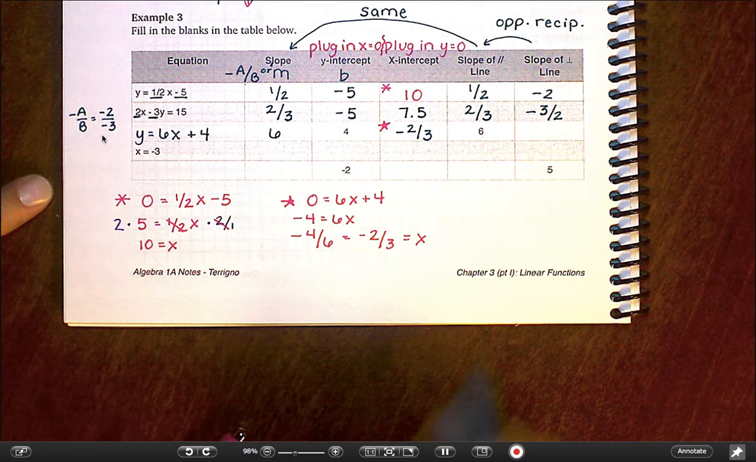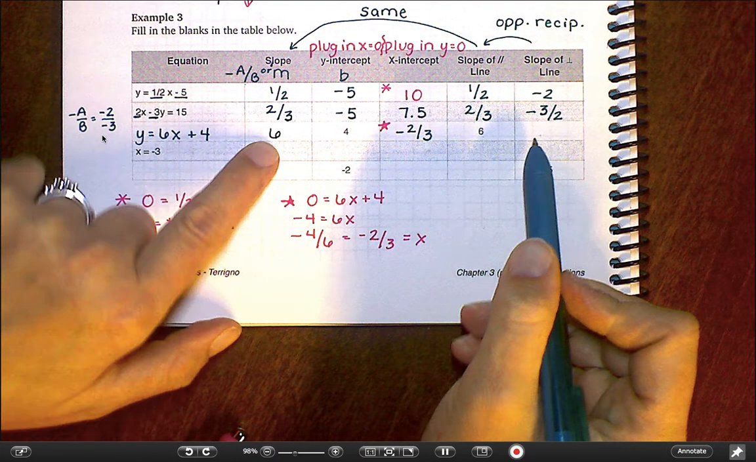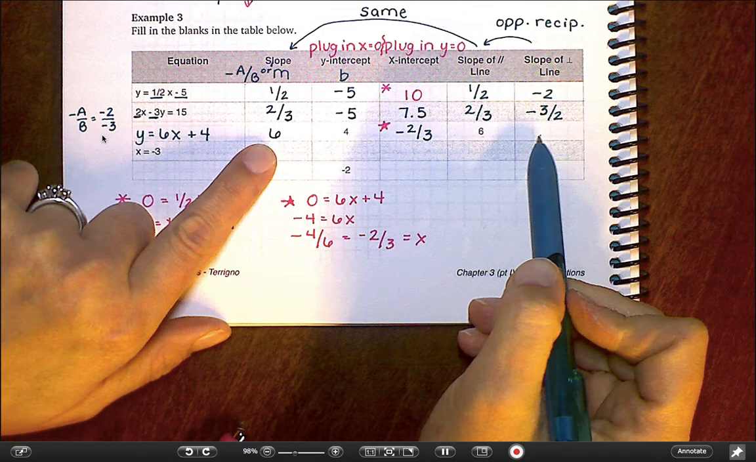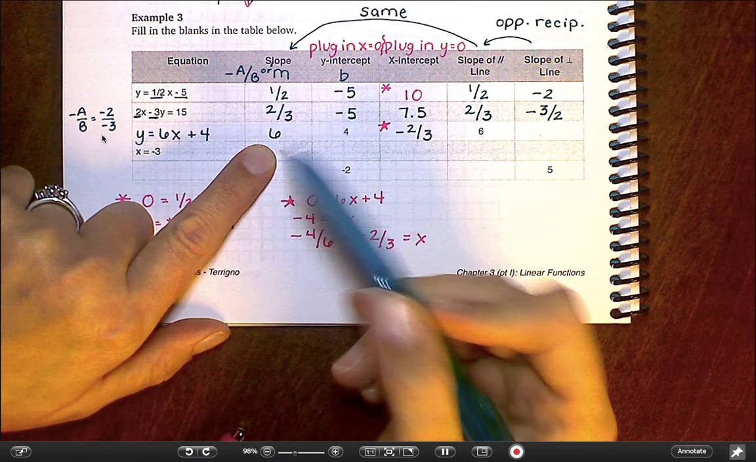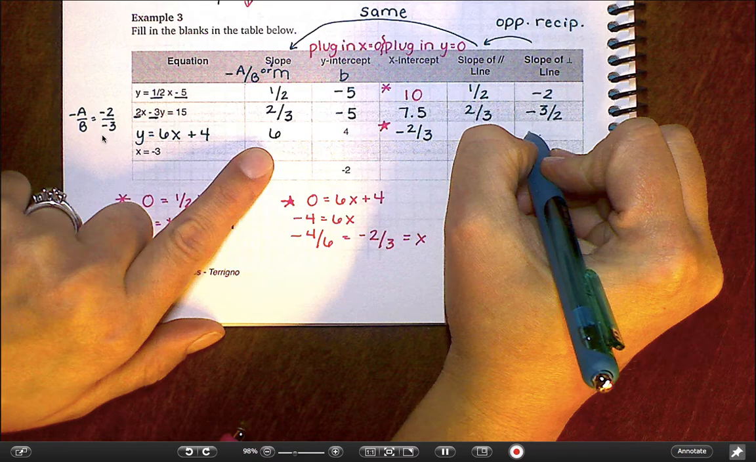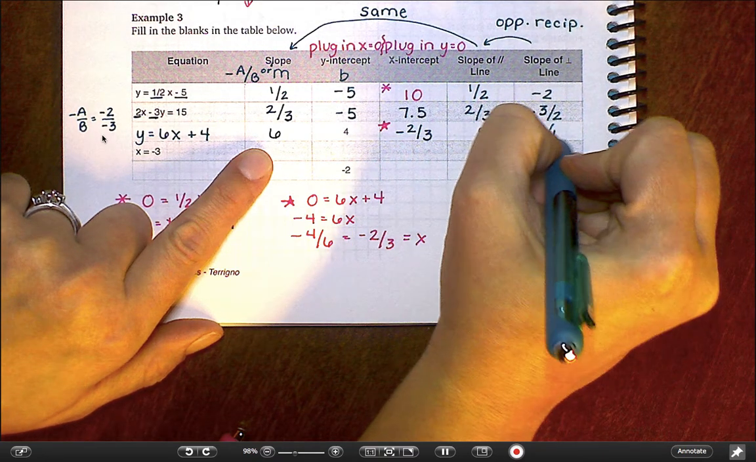Okay, and then for my perpendicular line, I'm doing the opposite reciprocal of this. So opposite turns it to a negative 6. The reciprocal makes it a 1/6. So I'm going to have negative 1/6.